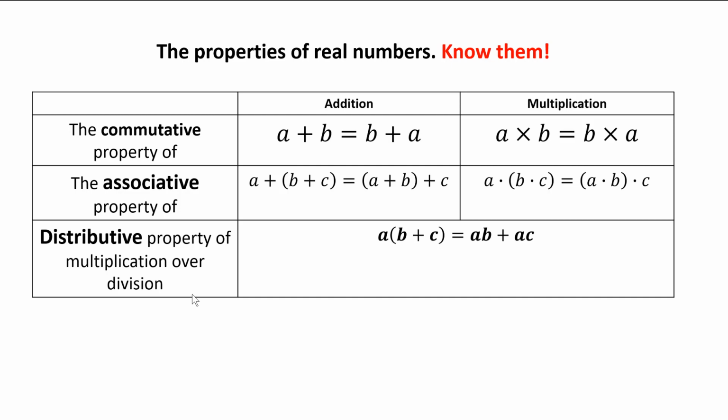And then the distributive property, which says that if you multiply a number by a sum, you can distribute that multiplication. So you can multiply your number by the first addend and then add that to the number multiplied by the second addend.